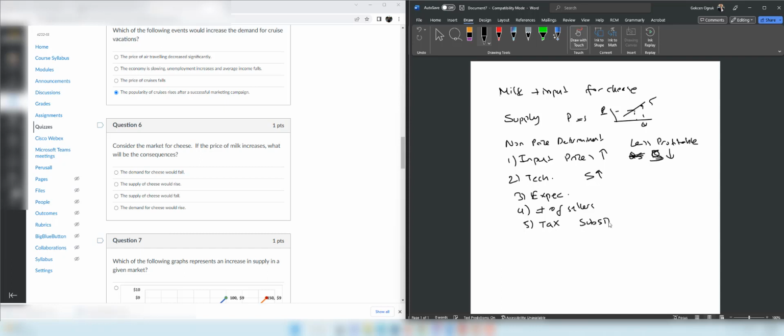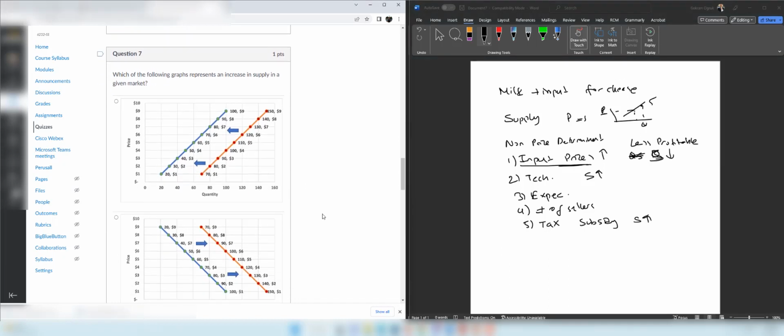Subsidy is the amount of money or other ways that the government subsidizes the firm. So it's something positive and additional income for the firms. When there is a subsidy, supply increases. Regulations will decrease supply because regulation means more cost to the firm. So now if the price of milk increases, it becomes more costly to produce cheese. Therefore, the supply of cheese would fall.